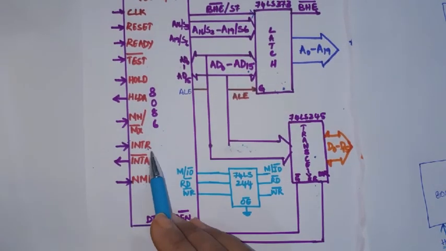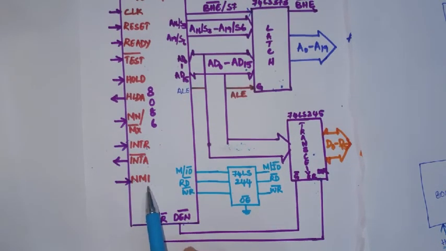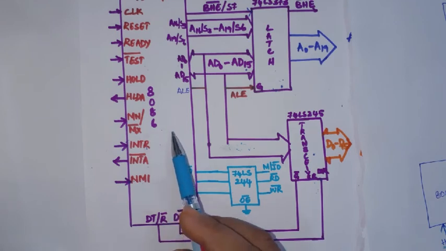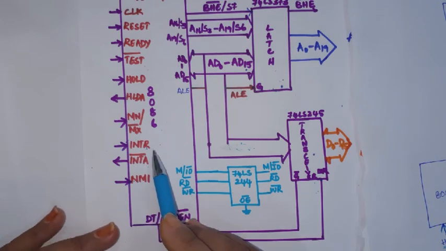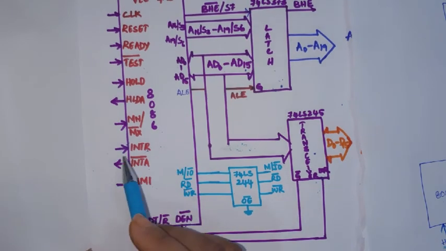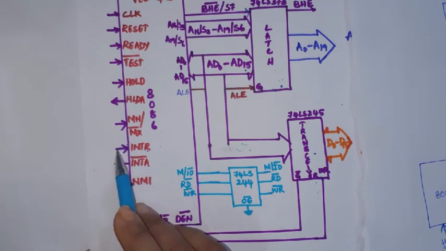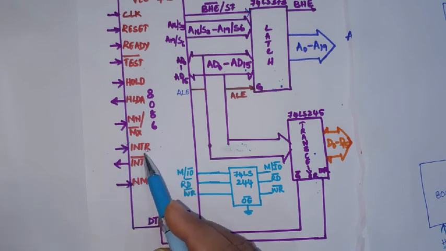Then we have interrupt request, interrupt acknowledgement, and non-maskable interrupt. These three are interrupt pins. You know what an interrupt is? If we are reading a book and someone calls you, that is an interrupt to you. In the same way, when the processor is executing some program and there is a request from an IO device, that is an interrupt to the processor. Okay, so this comes from the IO devices to the processor when they require the processor's time, or they want the processor to execute a particular program.